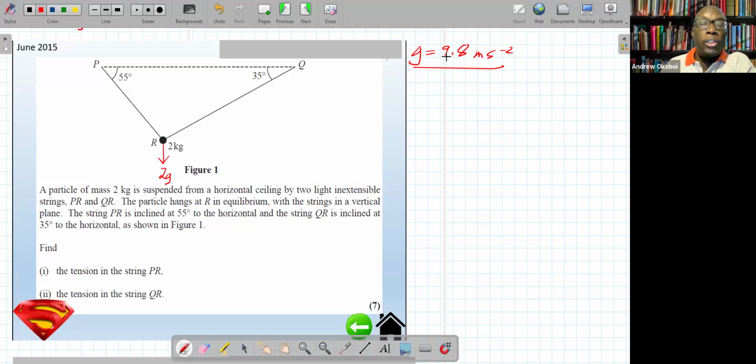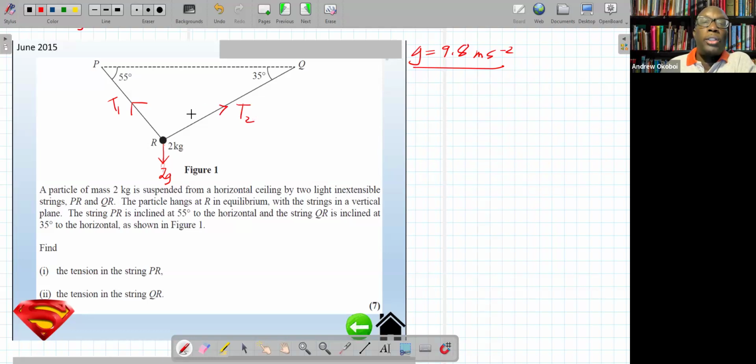If they're going to ask you to use a different value, they will tell you in the question to use a different value. But sometimes in physics we use 9.81, but for mechanics in math, it's always 9.8. So this is G, 9.8. So the weight of this object is 2G. Now what we want is the tension in this string. Now the tension is always pulling upwards. So I'm going to call this T1, tension 1, and this one here I'm going to call it tension 2.